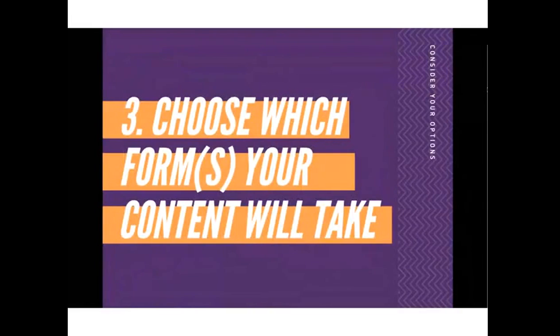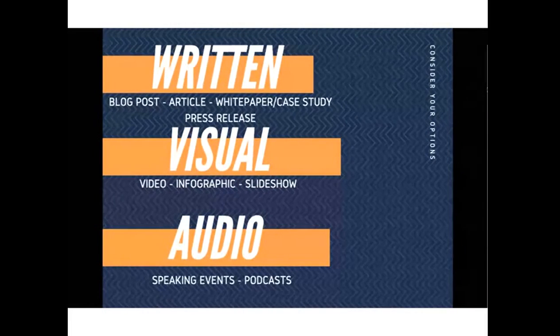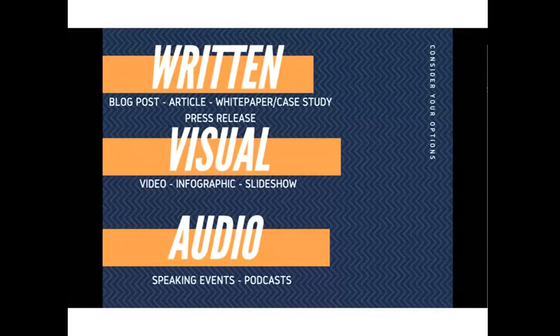So you've created your outline, you've broken it up into chapters, and now you need to choose which forms your content will take. So you're considering your options. Will your content be written? Will it be visual? Or will it be audio? This is by no means an exhaustive list of channel options or types of format options that you can take. However, there are some good ones here.